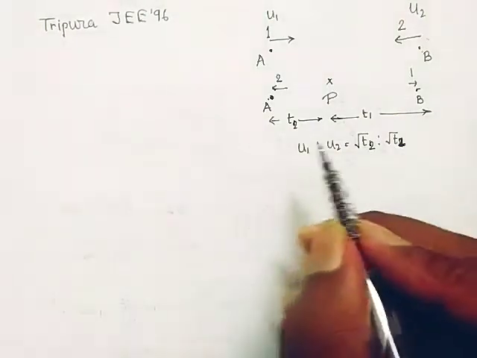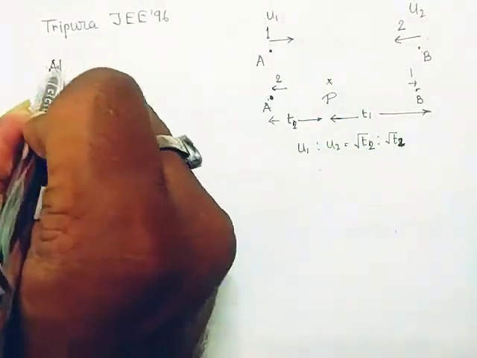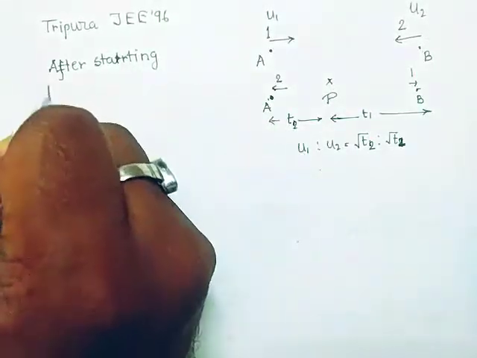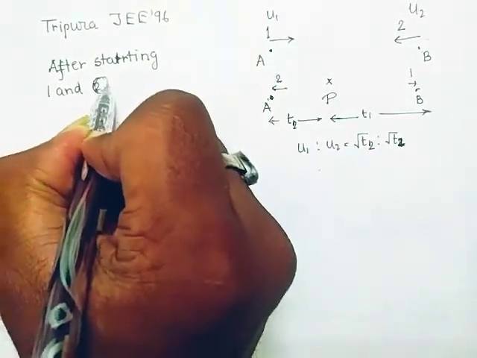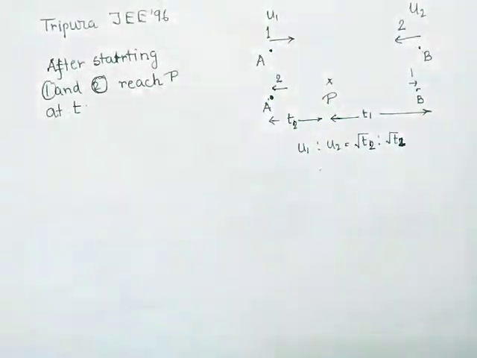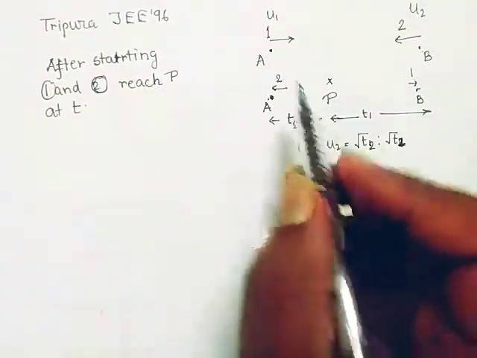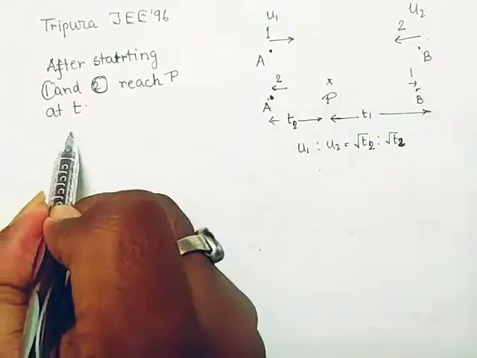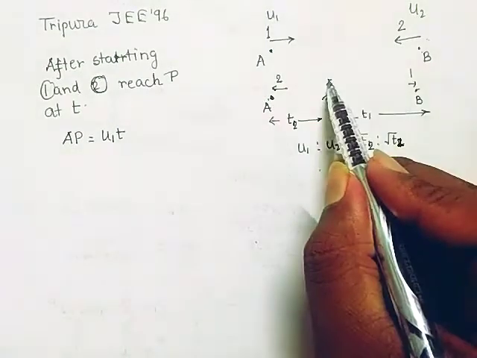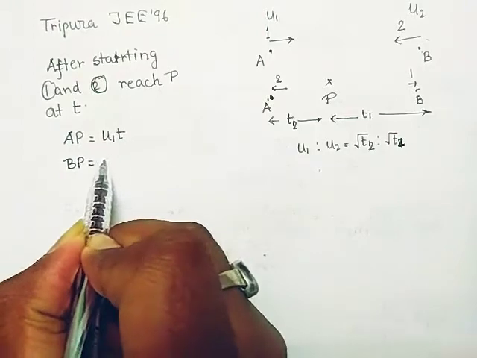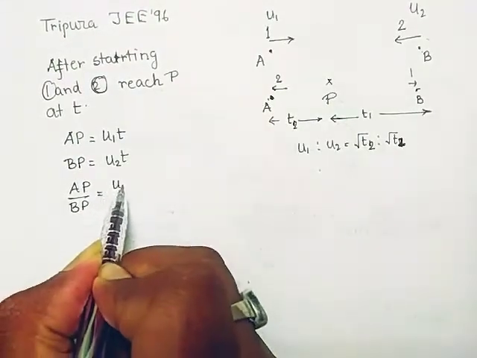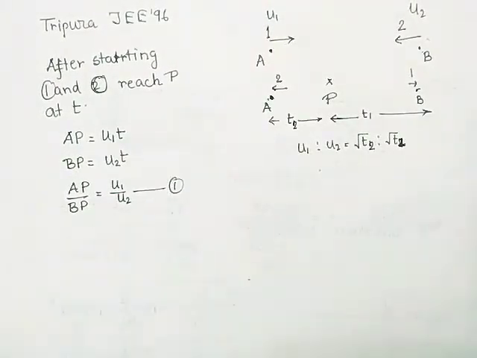So now let us consider, after starting the journey, the two trains, 1 and 2, reach a point P at time T. In the meantime the train starting from A reaches P, so it covers the distance AP, and that is U1 into T. And the train starting from B reaches P, covering the distance BP, so it will be U2 into T. If I take the ratio of these two, AP divided by BP, time will cancel out and it becomes U1 by U2, that is our first equation.